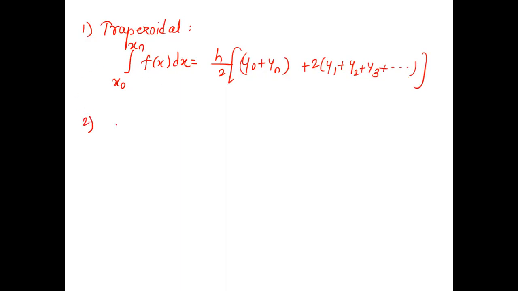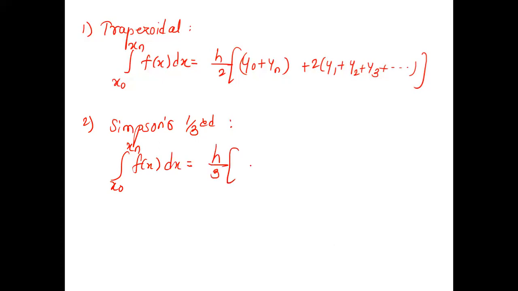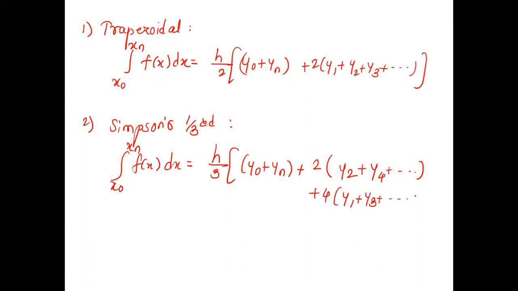Then second, Simpson's 1/3. It is integration x naught to xn f of x dx is equal to h by 3 [y naught plus yn plus 2 times odd, right? y2, y4, so on, plus 4 times even y1, y3, so on].